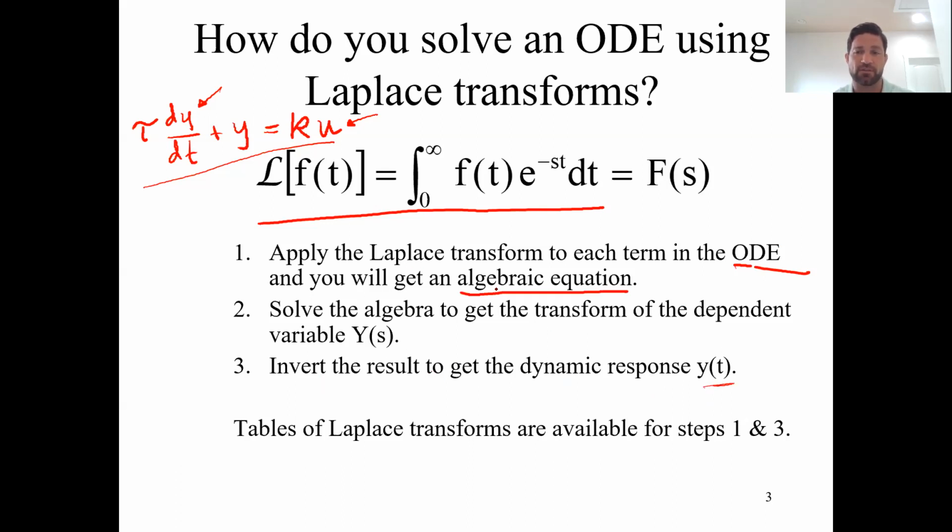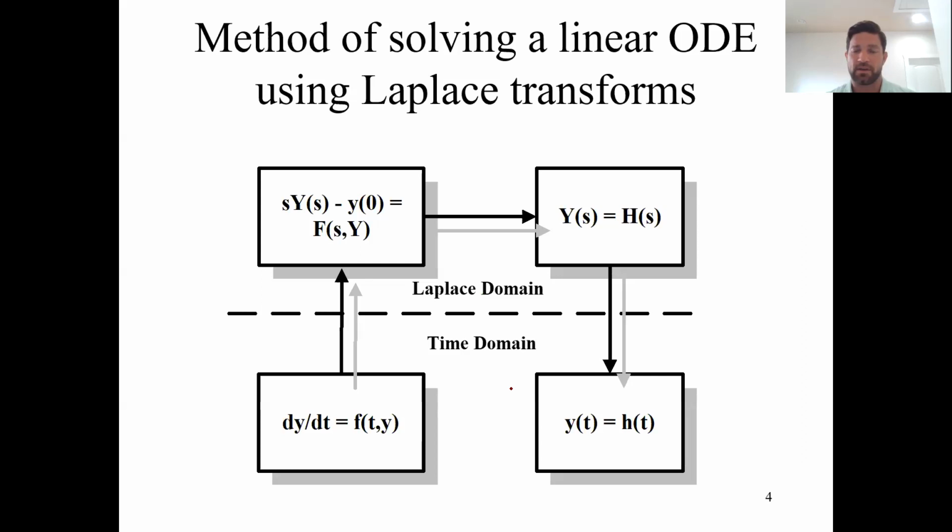So to solve a differential equation, we use the Laplace transform to convert it to an algebraic form. We solve the algebraic form in terms of y of s, and then we convert back to get y of t. We'll show an example here, graphically.